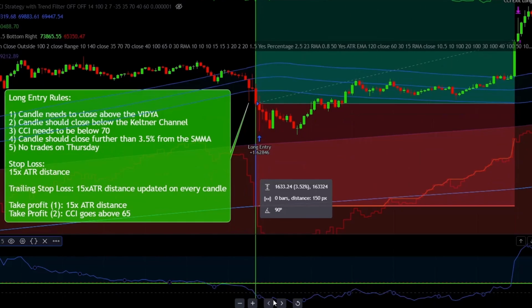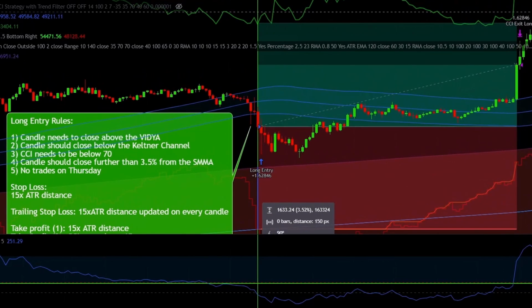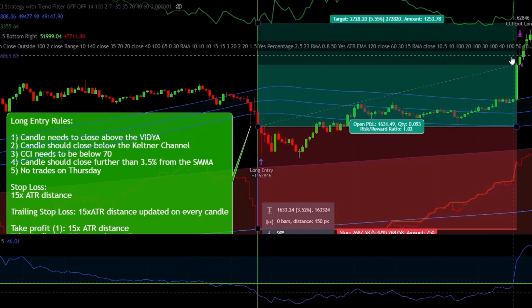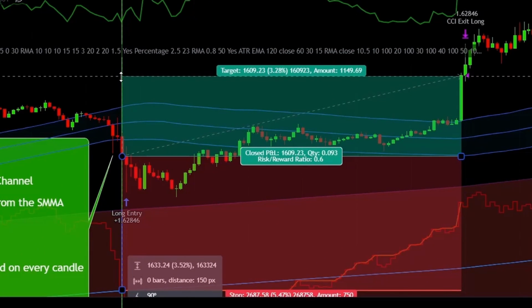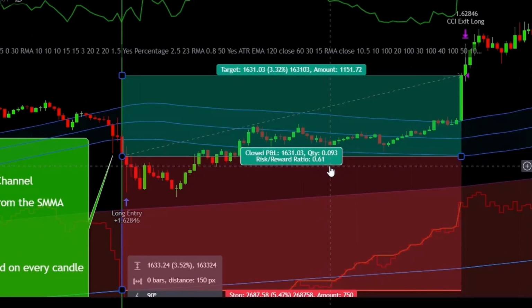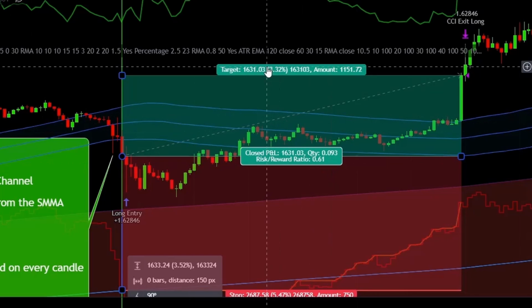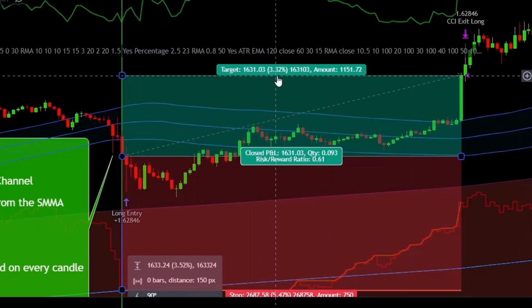Now throughout this trade the CCI was well below the 65 level, but right on this candle it shot up to over 200. And if you take a look, our strategy exited the position at the candle open right after that. So this was a profitable trade with a 1 to 0.61 risk-reward ratio and a 3.32% movement.